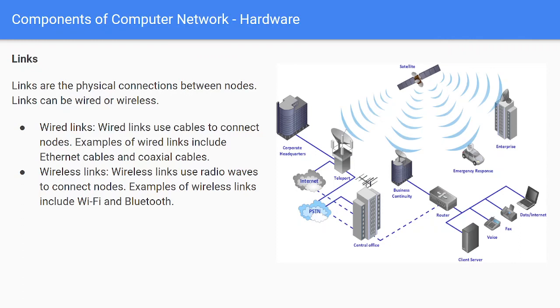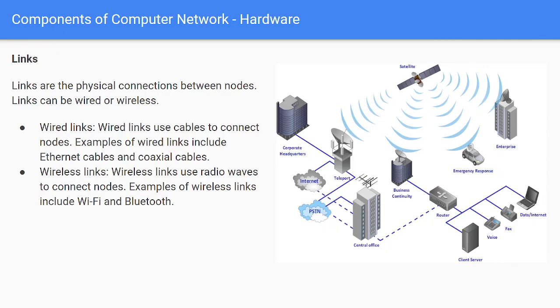We can either use a wired link or a wireless link. You understand? A wired link uses cables to connect the nodes together. An example of a cable is your Ethernet cable. I don't know if you have seen an Ethernet cable before, but it's usually used for internet connection, or you have your coaxial cables. While the wireless makes use of radio waves to connect nodes together. So things like your Wi-Fi, your Bluetooth, those are wireless links. So again, links answer the question how.